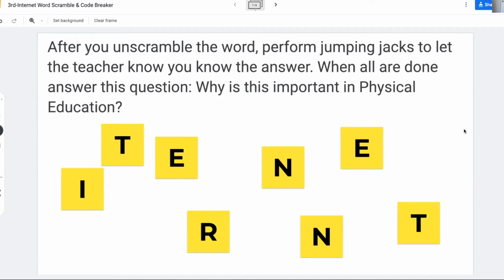This is our first word. Now that you got the word, and if you didn't get the word, I'll give you a hint. The first letter is the letter I. And if you got it, why is this important in physical education? There's multiple answers. I'll give you my answer. This word is important because it can help us find out so many activities, so many ways to get you to learn information about how to stay safe and how to play.